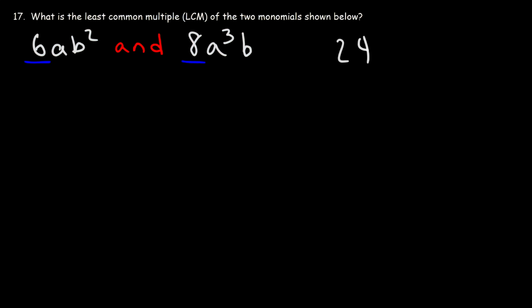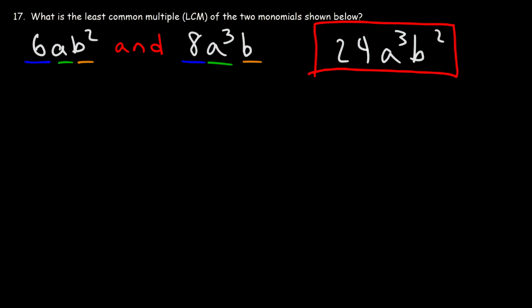Now, what is the least common multiple of a and a cubed? It's going to be the larger of the two variables. So it's going to be a cubed. The least common multiple of b squared and b is going to be the larger of the two variables, which is b squared. So it's basically the one with the greatest number of variables. So thus the answer is this.